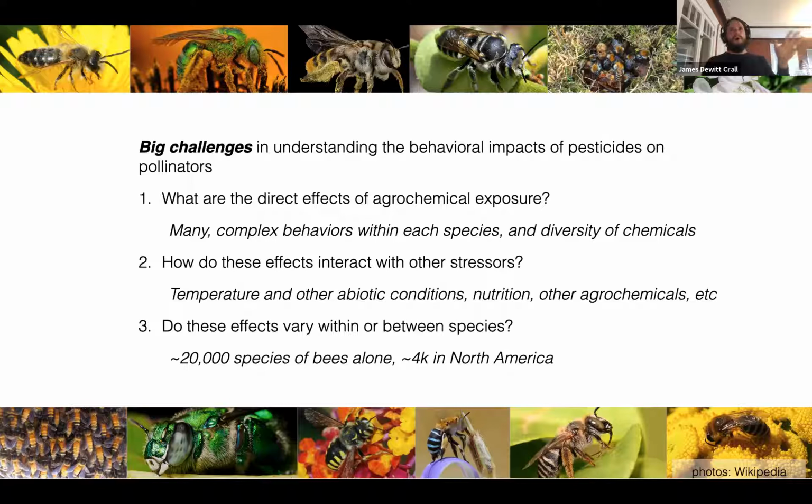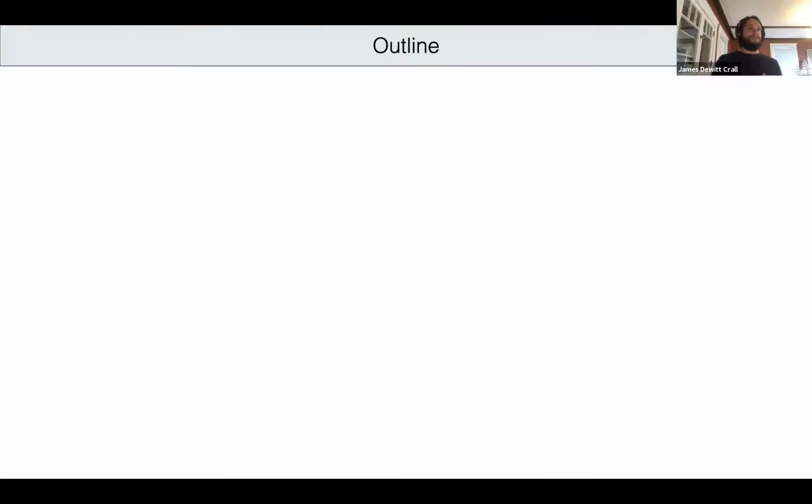So we want to understand not just the direct effects, but also how they interact with other stressors, and then how those interactions and complexities might vary across the life cycle of a bee and across species. So it sounds like a pretty daunting challenge, right? But what I want to try and do today is give you some examples of how we can work through some of these complexities, focusing on a particular example that I think is a nice species for thinking about some of these challenges.